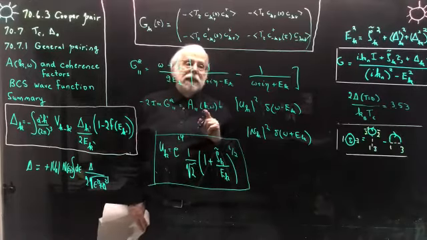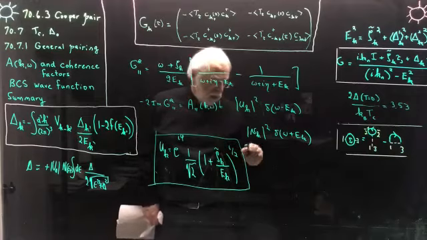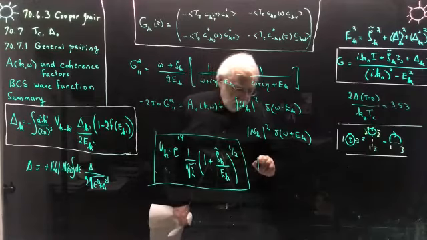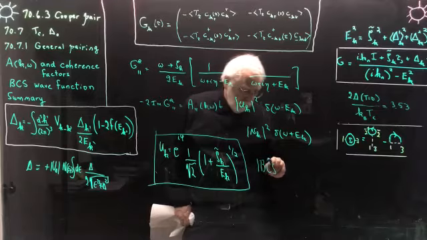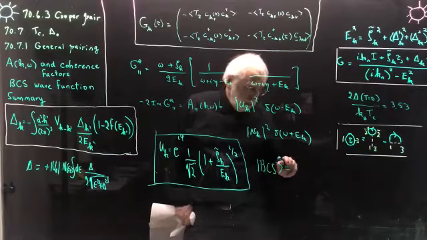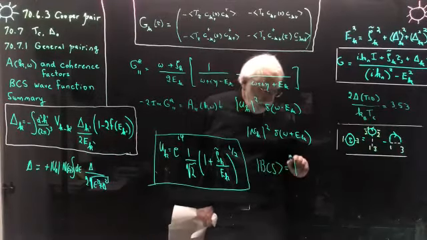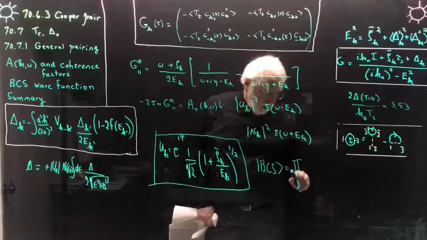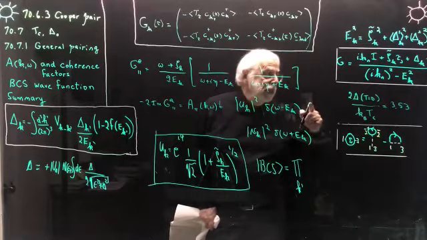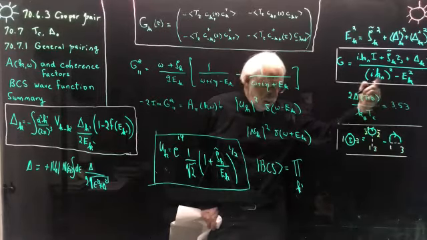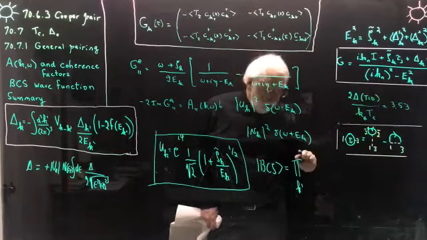Now, how do we get the BCS wave function? The BCS wave function is obtained by filling all the negative energy states. You remember that for the gamma there was a plus E and a minus E, and you can see it here. So you fill all the negative energy states. The negative energy states were the gamma 2.